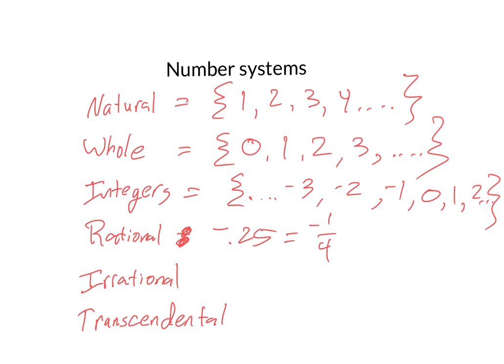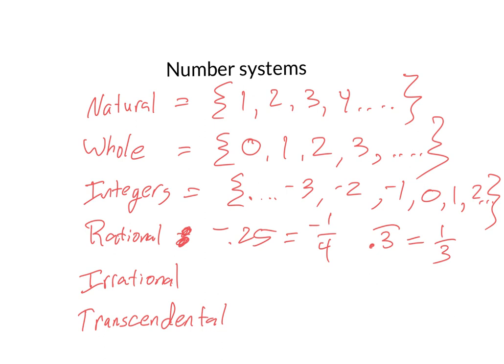That's why the word is rational. It's a ratio, R-A-T-I-O. It's a ratio or a fraction of two integers. If I had 0.3 repeating, 0.3 repeating can be listed as 1/3. It's a ratio of two integers.